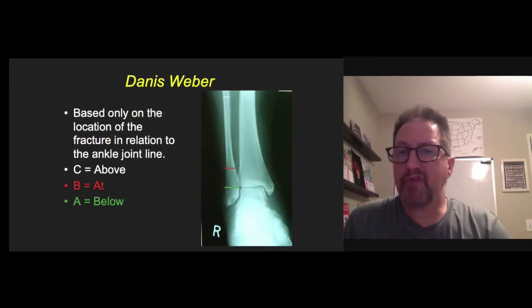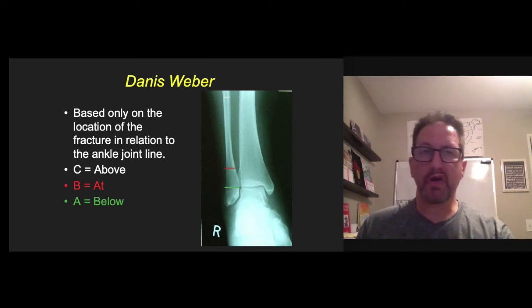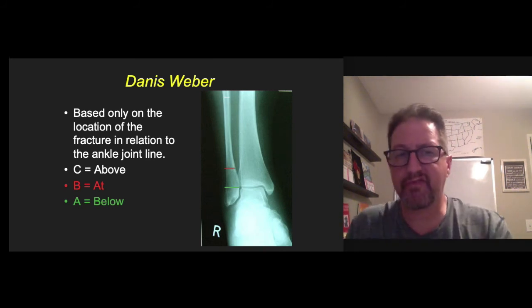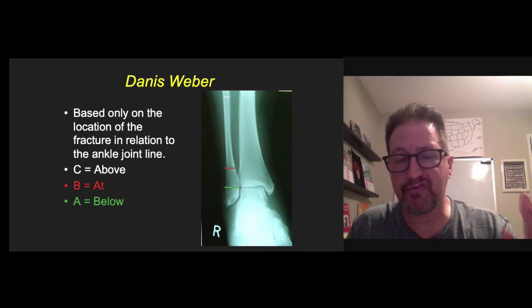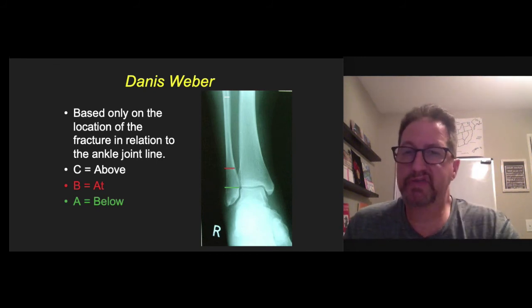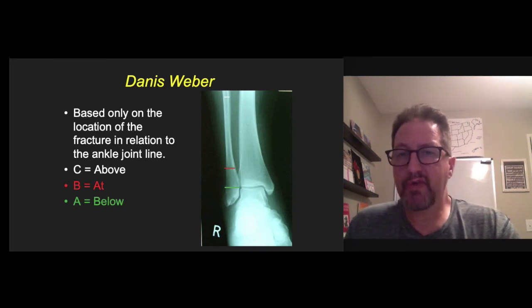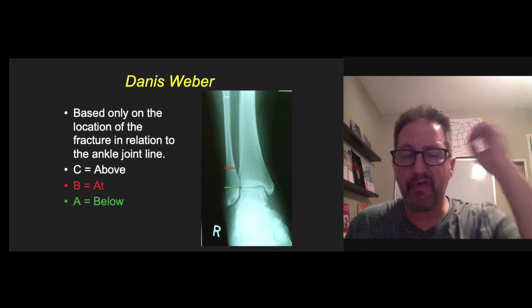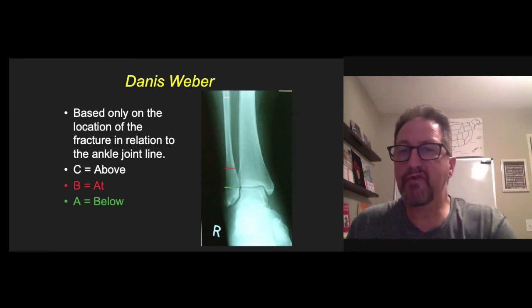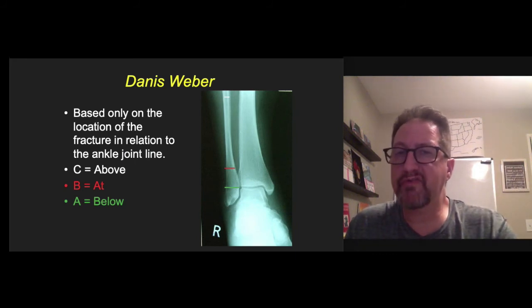Okay, let's talk about classifications, because you're going to have to be expert at classifying ankle fractures, because you're going to get asked this question by more people than you're going to wish would. So I'm going to show you a method to do this so you can classify your fractures as well as you can. The first thing is to find the Danis-Weber classification first. This one is purely based on where the fibula fracture is in relation to the ankle joint line.